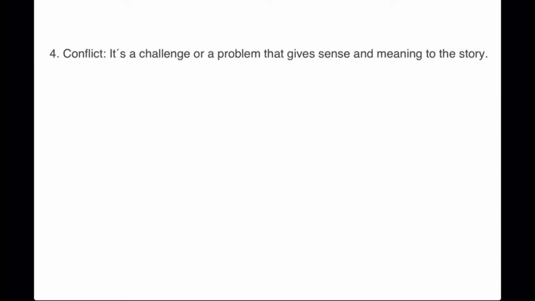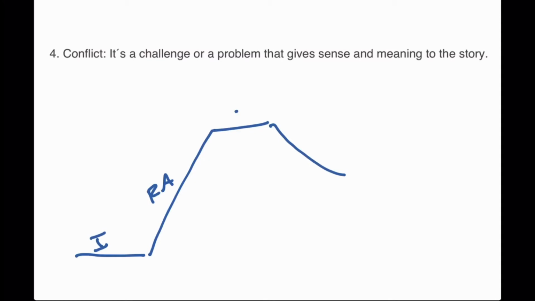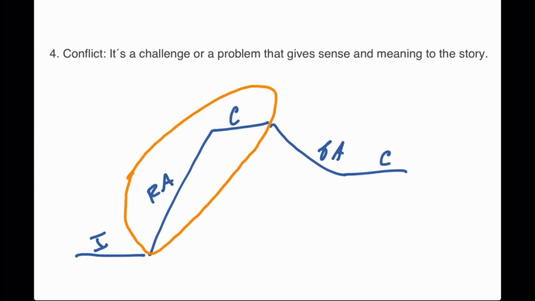So, we need to realize where normally the conflict is in a story. If we remember, in the previous video we said that we got some parts of the story structure. That is the introduction, then the rise in action, then we got the climax, and then we got the fall in action, and then at the end, the conclusion. Well, normally this conflict takes place in the rise in action or the climax. Well, actually, it's right before the climax.